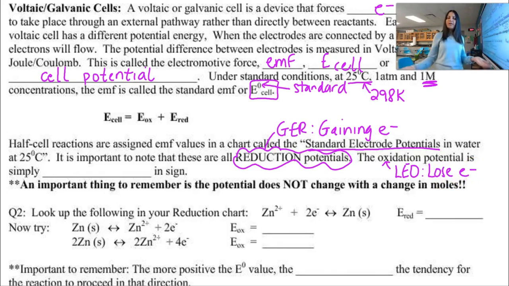Losing electrons should be on the product side. Anything that's being lost is on the product side. So if we flip our reaction, all we're going to do is simply reverse the sign. And an important thing to remember is potential actually doesn't change when we change the moles. So let's take a look at a chart and then we'll see how this ends up working.